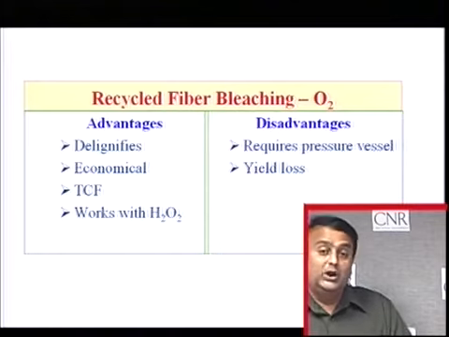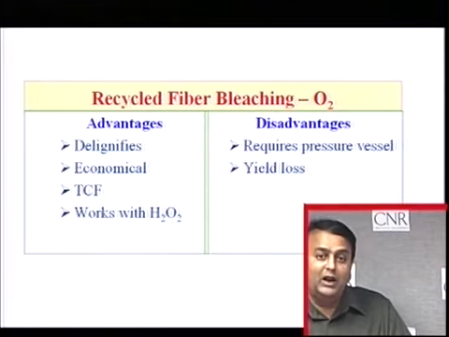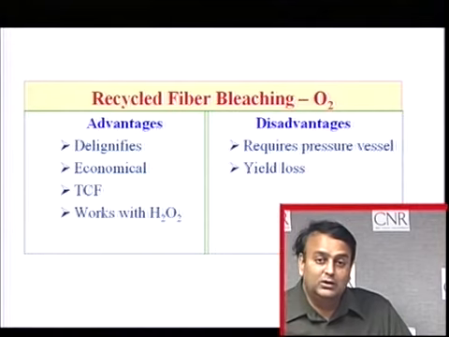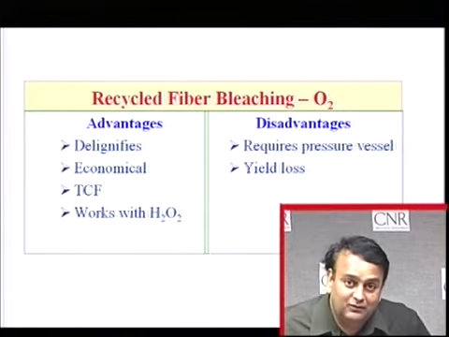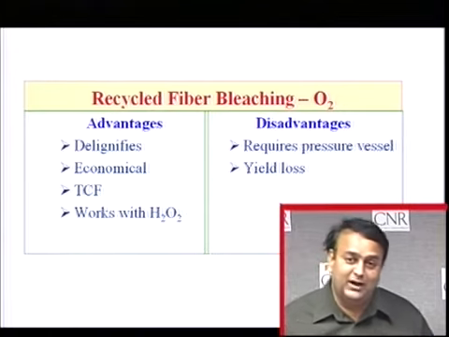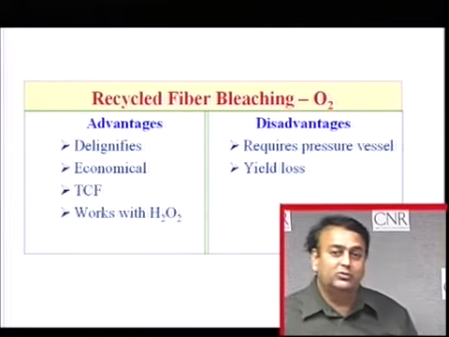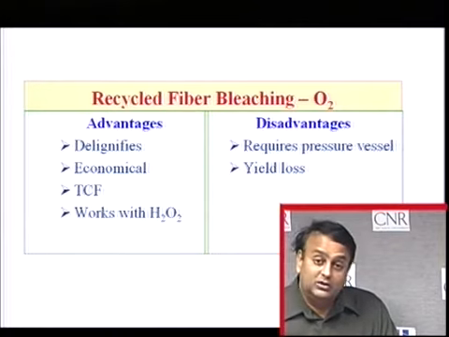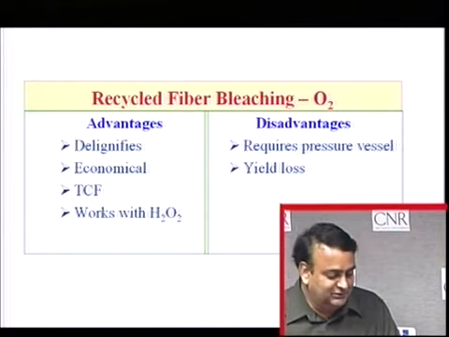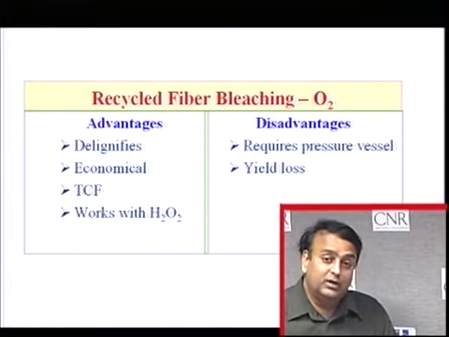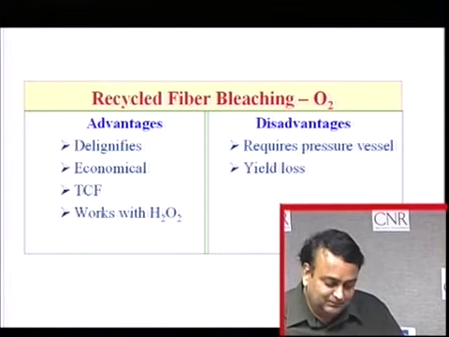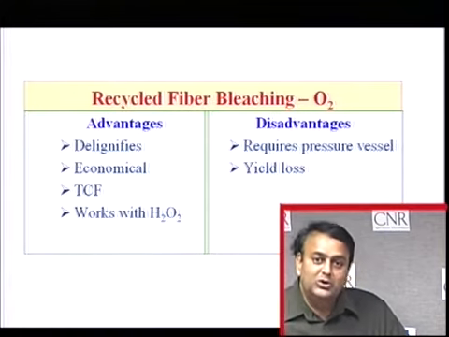Advantages: good delignification chemical. Multi-stage oxygen delignification I have seen for recycling old corrugated containers to make bright white grades. From a brown fiber of 40 brightness, you can make 85 brightness white grades using oxygen. Three stages of oxygen were used. Very economical chemical. Total chlorine free label. Works with peroxide, the OxyPro process. What's the disadvantage? You need a pressure vessel.